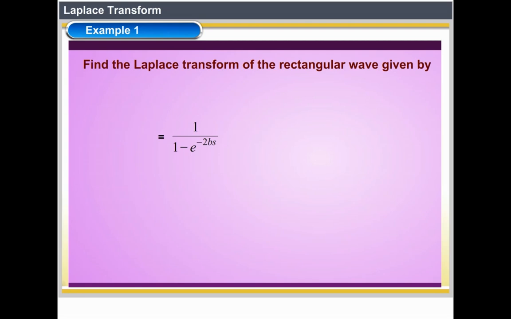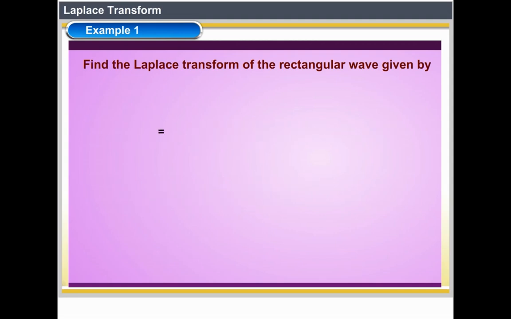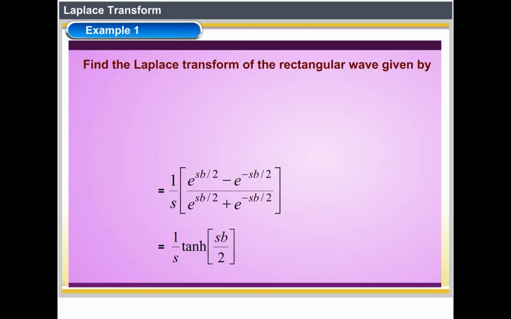Equal to 1 by (1 minus e power minus 2bs). Taking 1 by s as common, we get minus of (e power minus bs minus 1) plus (e power minus 2bs minus e power minus sb), equal to 1 divided by s into (1 minus e power minus bs) into (1 plus e power minus bs) into (1 minus e power minus bs) the whole square, equal to 1 by s into (1 minus e power minus bs) divided by (1 plus e power minus bs), equal to 1 by s into (e power sb/2 minus e power minus sb/2) divided by (e power sb/2 plus e power minus sb/2), equal to 1 by s into tanh of sb divided by 2.